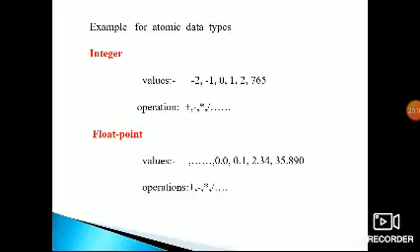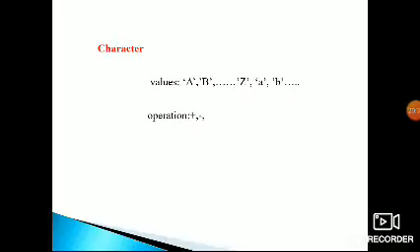Floating point has a decimal point. Without a decimal means integer, with a decimal means float. For example, 0.0, 0.2, 2.343, 35.890. These are all floating point numbers. You can perform addition, subtraction, multiplication as well as division on floating point numbers.